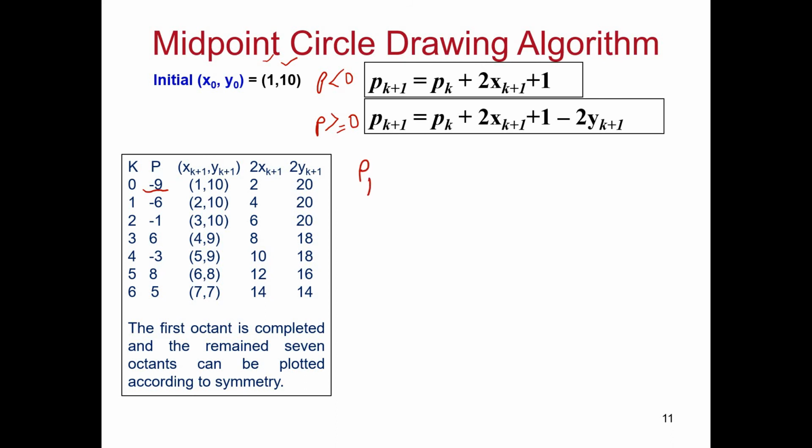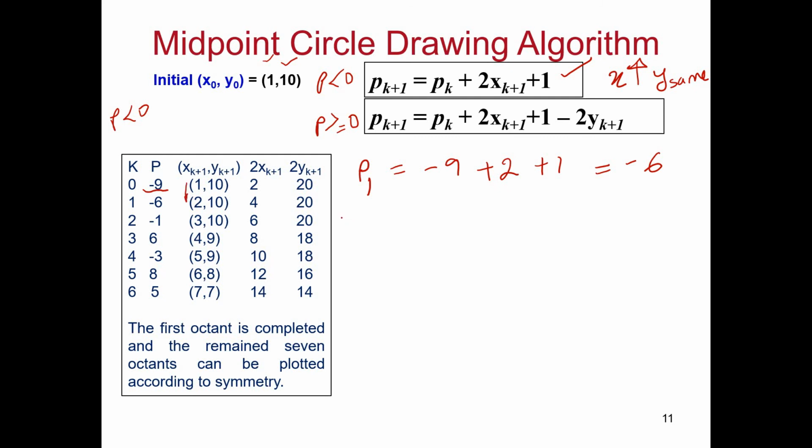When k is equal to 1, for p1 we will use this formula, that is minus 9 plus 2xk plus 1, which is 2 plus 1, which is equal to minus 6. Okay. When p is less than 0, what do we do? X is incremented, y is the same. That means x is incremented by 1 from 1 to 2, y remains the same.